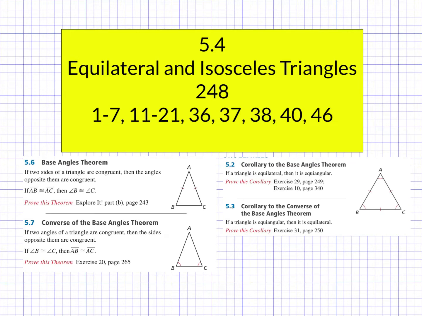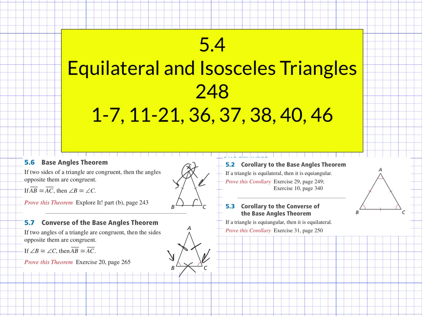Okay, 5.4, equilateral and isosceles triangles. We have the base angles theorem, and that just says if you have an isosceles triangle, then your base angles have to be congruent. Not the angle between them, not that one, okay? And then you have the converse to the base angles theorem. If you have congruent base angles, then you can say you have an isosceles triangle. And again, not the side between them.